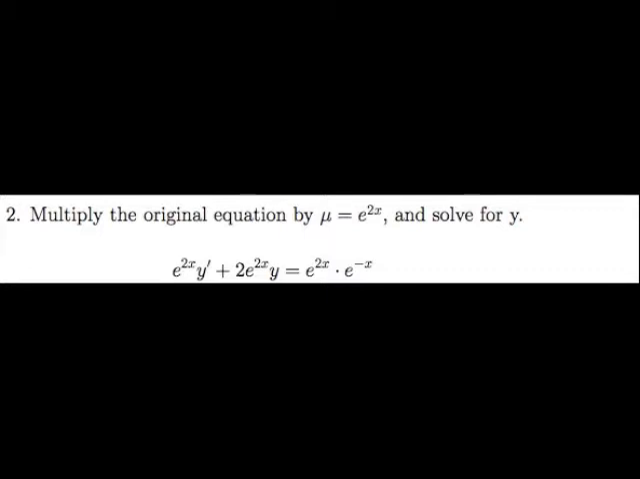Once we've established that our integrating factor is e to the 2x, we're going to multiply every term from our original equation times our integrating factor, e to the 2x. So in this case, you multiply the y prime by e to the 2x, the 2y by e to the 2x, and the e to the negative x by e to the 2x. And it will look like this.